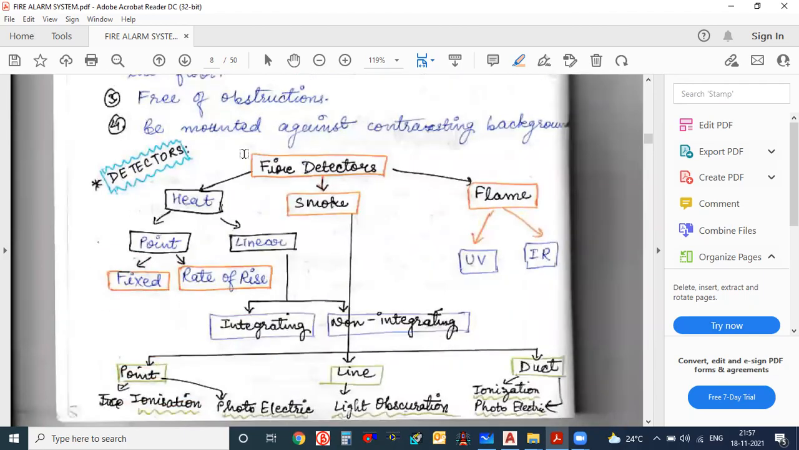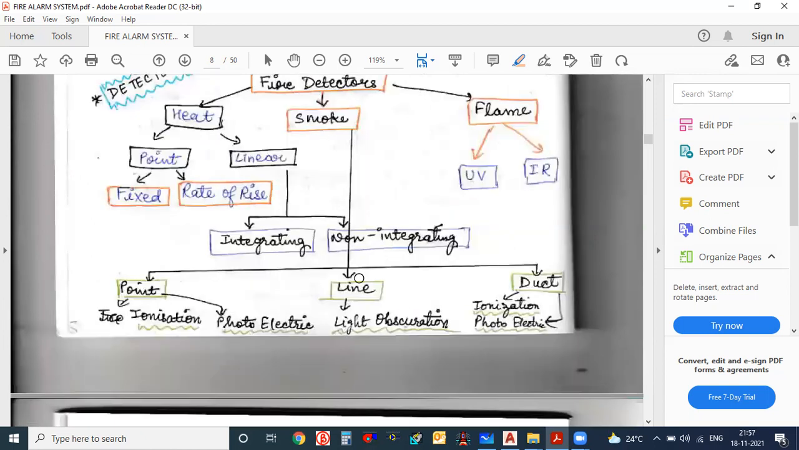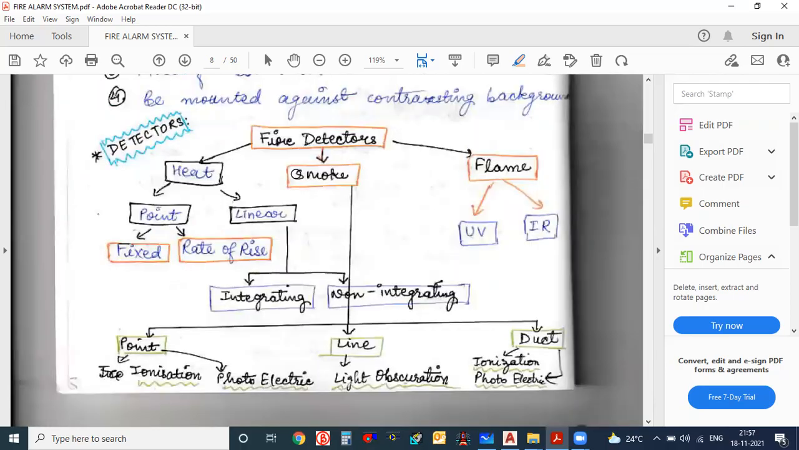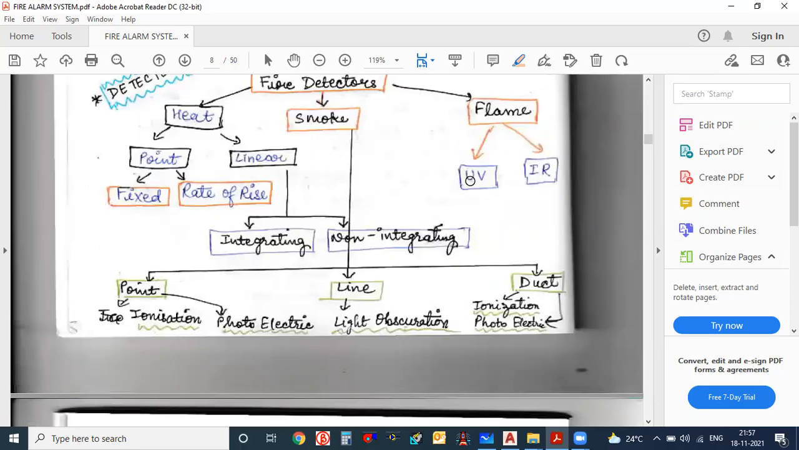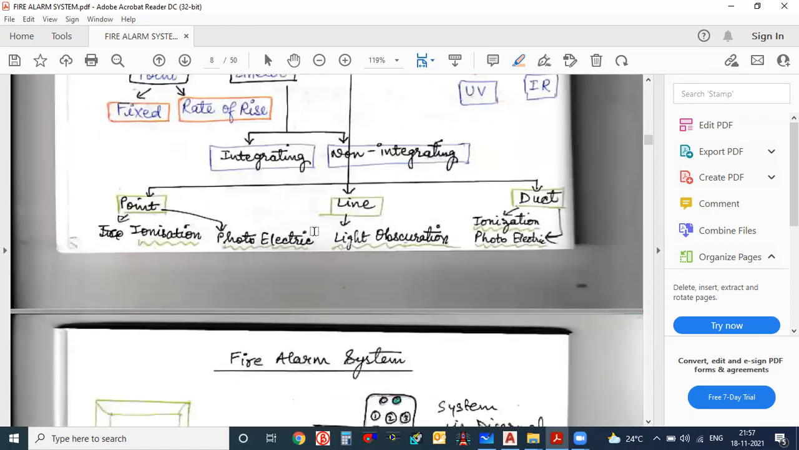And again, one like pie chart or one classification chart is given for the fire detector. One is heat detector, one is smoke detector, one is flame detector. In heat detector, there are point detector, linear. In point detector, fixed, rate of rise. In linear, integrating, non-integrating. In smoke, line detector, point detector, duct detector. This is general classification. Flame, ultraviolet, infrared, okay, detectors.